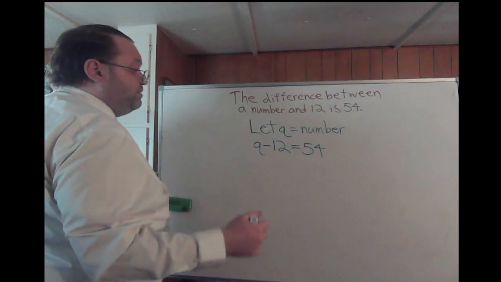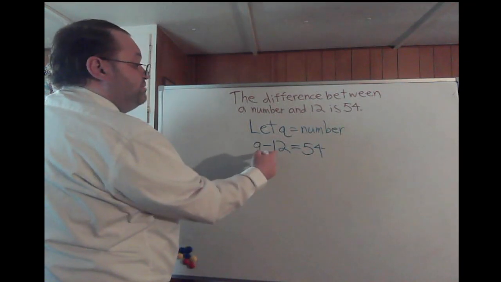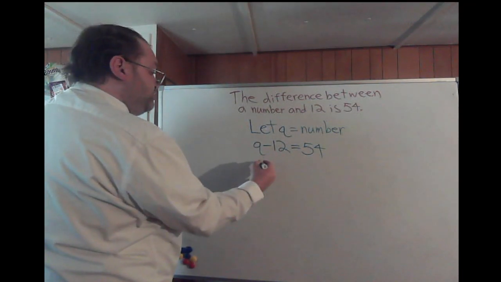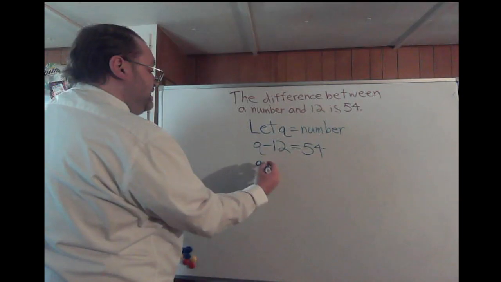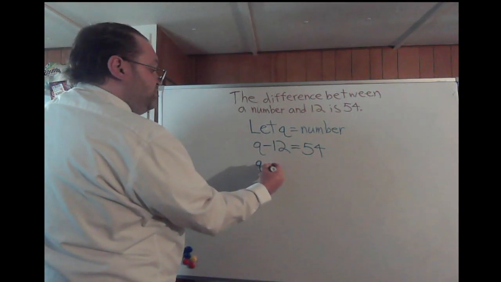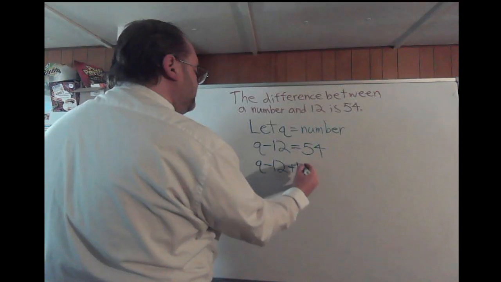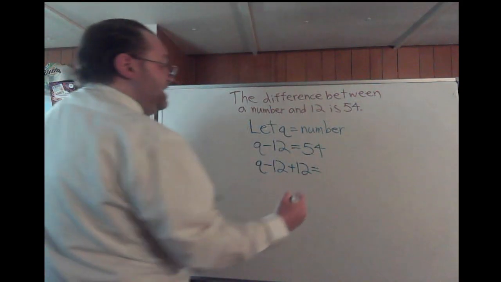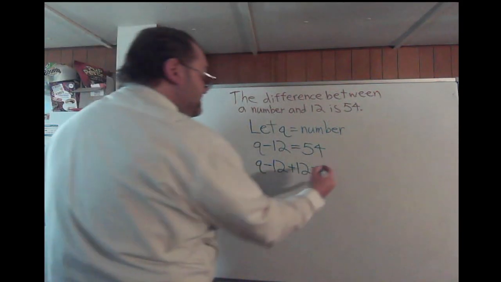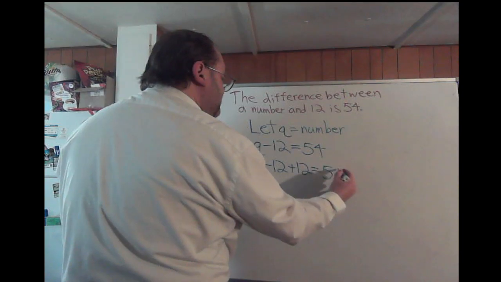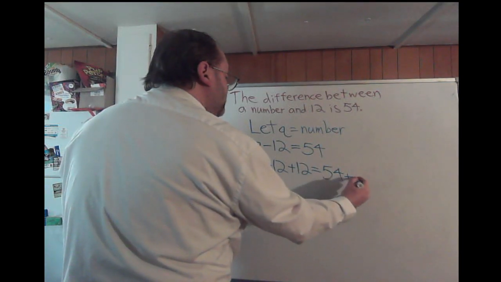So of course we want to get q by itself. We have minus 12. You're going to have to do plus 12 to cancel out the minus 12 and get q by itself. So we'll have q minus 12 plus 12 is equal to, now we have to add 12 to the right hand side since we did it to the left side. We'll have 54 plus 12.